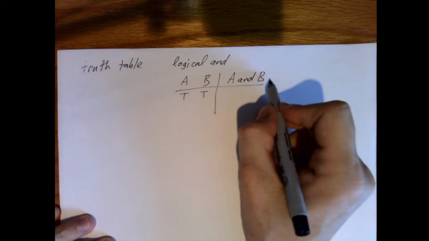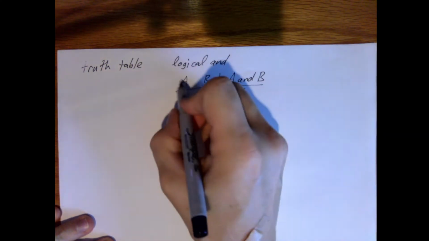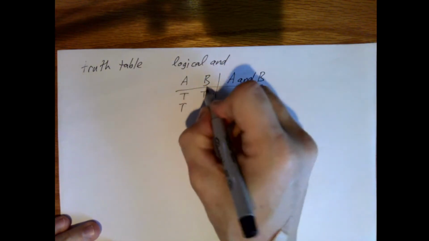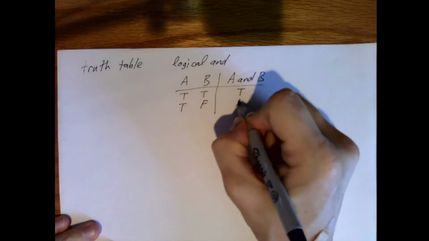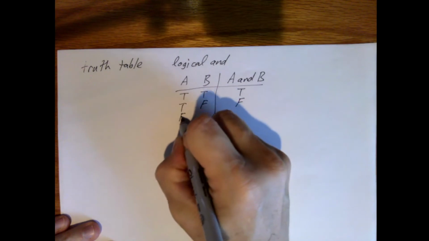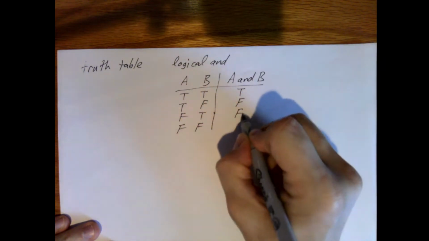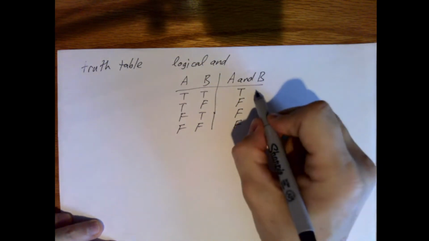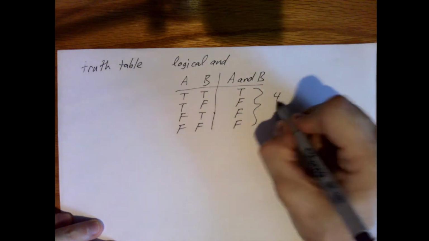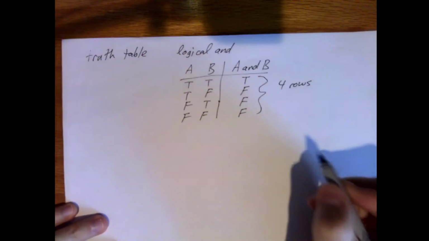And the table would say, okay, well, A could be true and B could be true, and when that's the case, A and B has a value of true. And then we say, well, A could be true and B could be false, and A and B then is false. And then we have false and true and false, and these are both also false. So we see here, we have 4 rows in this table.